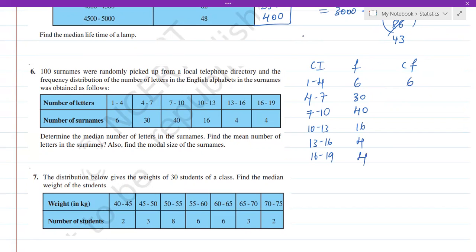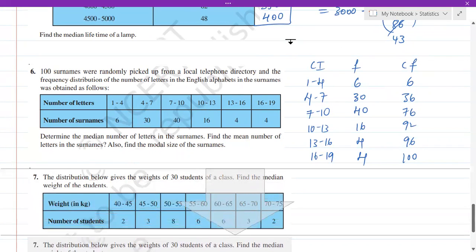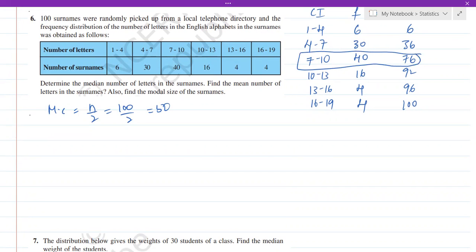Let's find CF. First value as it is, 6 plus 30 is 36, 36 plus 40 is 76, 76 plus 16 is 92, 92 plus 4 is 96, 96 plus 4 is 100. Okay, let's find n by 2. Median class is equal to n by 2. N is 100, 100 by 2 is 50. So 50 comes here, isn't it?